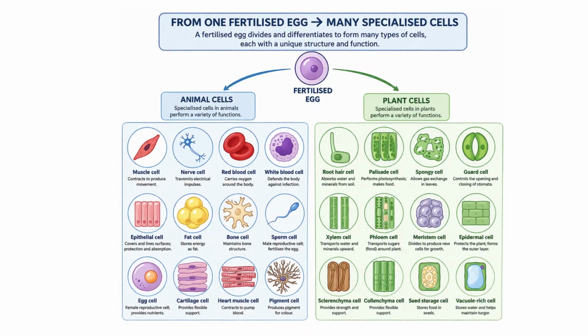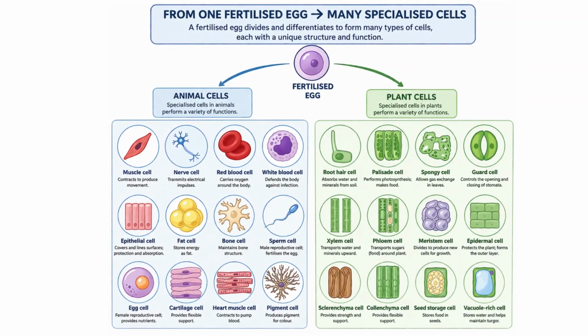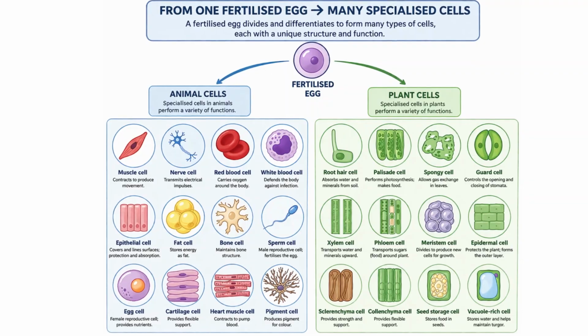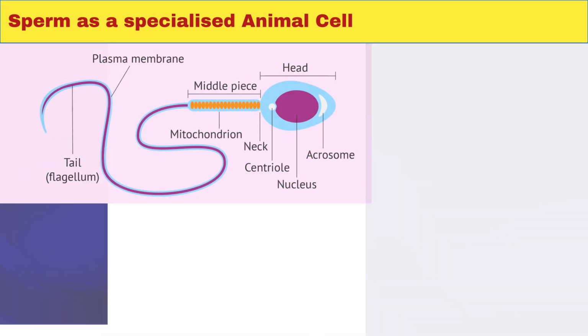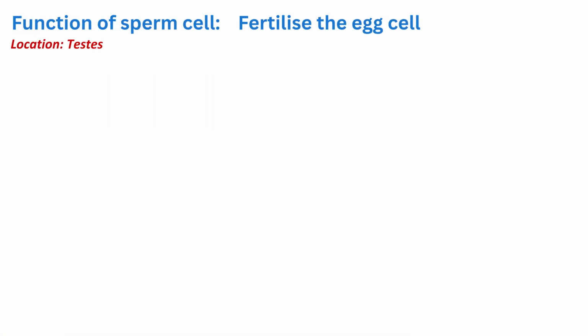Look at this diagram and find out how specialized cells are present for animal cells as well as for plant cells. Now let's talk about the sperm as a specialized animal cell. So sperm is a specialized animal cell. It's located in the testes. Its function is simple but critical. It fertilizes the egg cell.